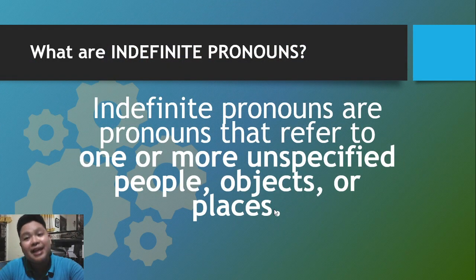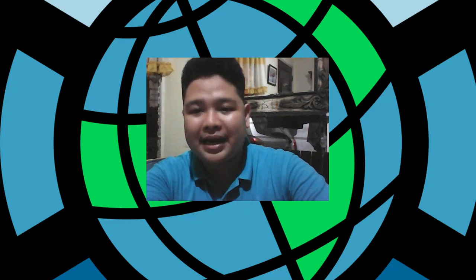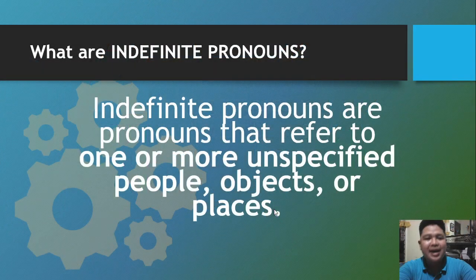first is the indefinite pronouns. Okay, so when you say indefinite pronouns, these are pronouns that refer to one or more unspecified people, objects, or places. Okay, again, refer to one or more unspecified, not specified. There is no definite number of people, objects, or places.